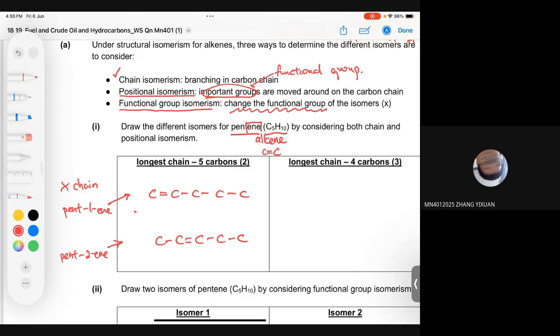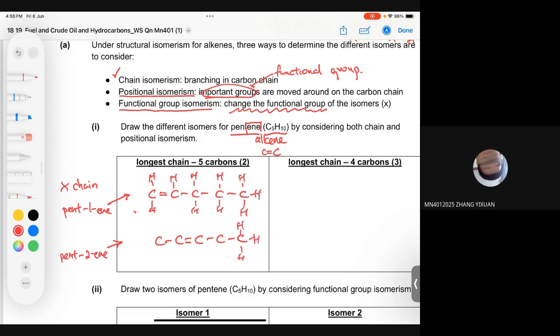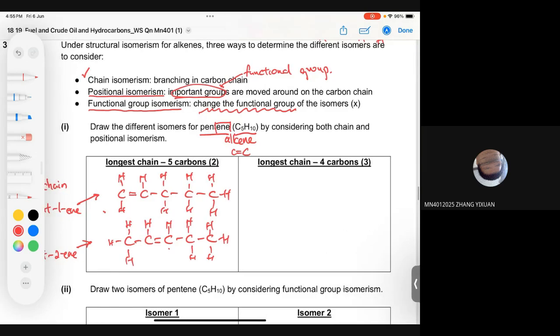So this is the thing here. Then let's finish up with the number of H. Now this question also is quite clear. They just want you to explore chain isomerism and functional group isomerism. So you realize that for the longest chain of 4 carbons, there are 3 different isomers. The tree actually tells you that there are 3 different isomers for the 4 carbon chain.